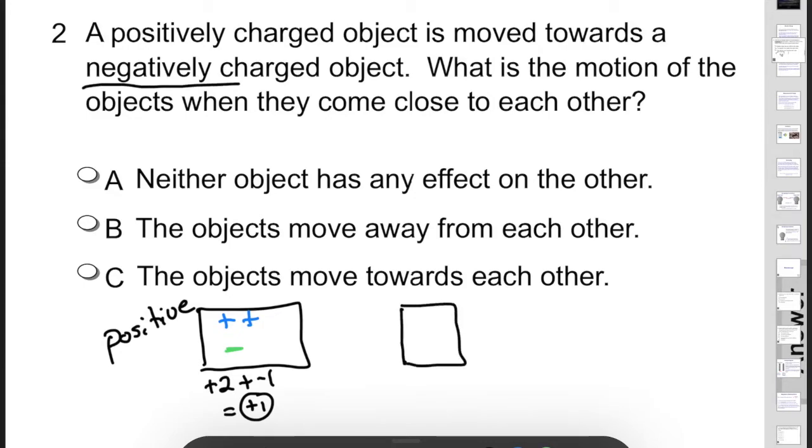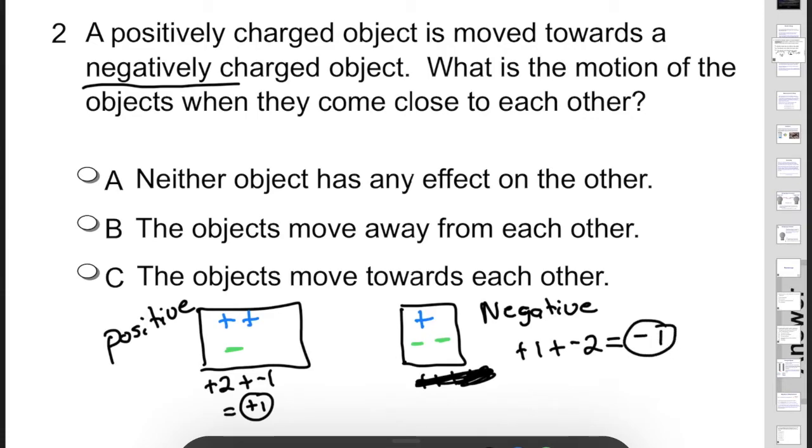Now, if the other object is negative, this object doesn't matter, we always need to have at least 1 positive charge. That means, let's say that it has 1 positive and 2 negative. Let me do it again. We have 1 positive plus 2 negative. This is going to give me a charge of what? Negative 1. This is to try to analyze the problem now.